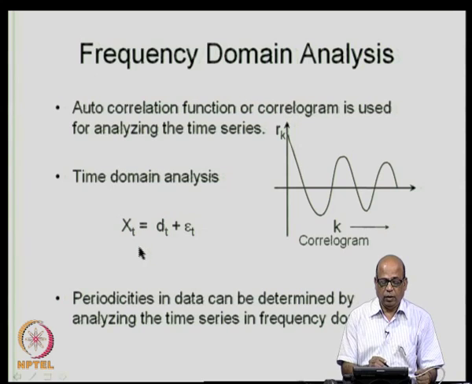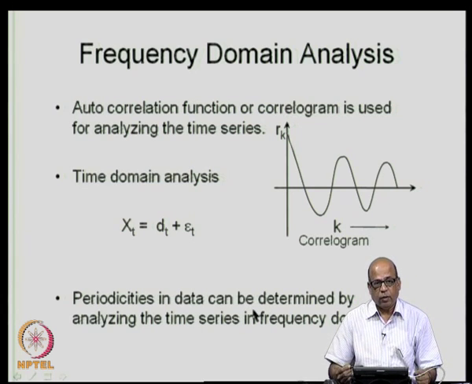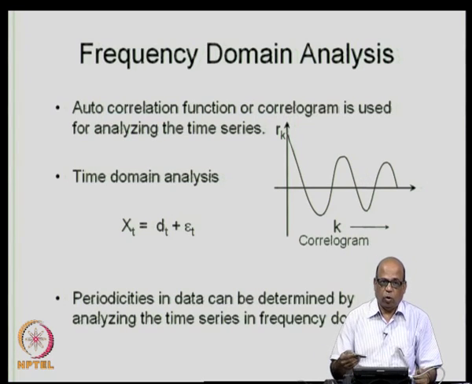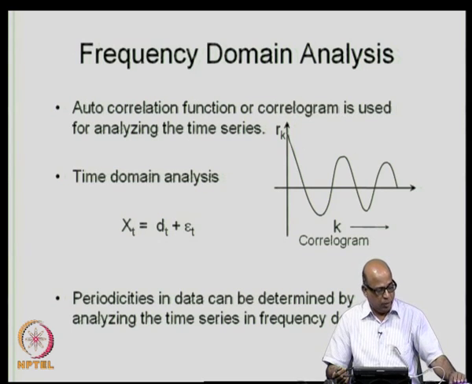As I said, in the time domain we write x t is equal to d t plus E t, and then we capture the deterministic component d t. Periodicities in data can be determined by analyzing the time series in the frequency domain. So, along with the information that you generate using the correlogram, you also generate information using analysis in the frequency domain to capture those periodicities.